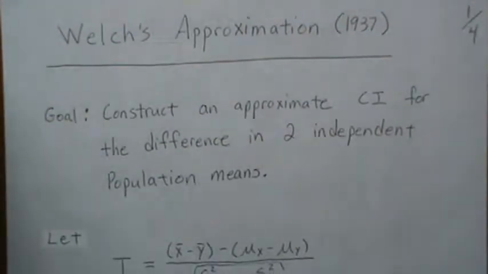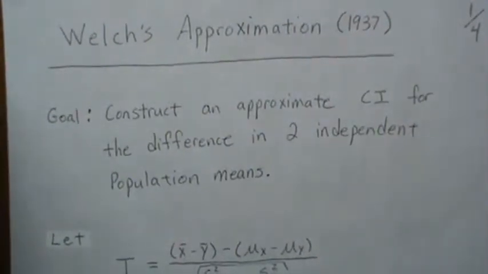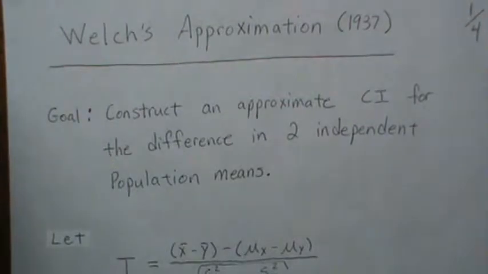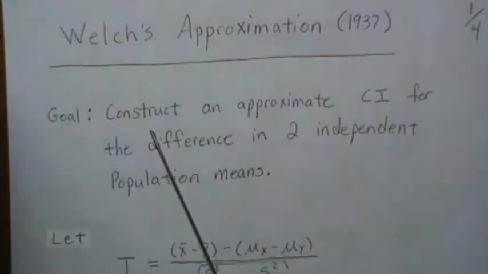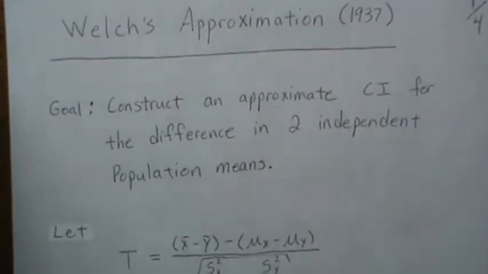Hello, in this video we're going to look at Welch's approximation, and that is an approximation for a confidence interval for the difference of two population means. So that's our goal, to construct a confidence interval for the difference of two independent population means.